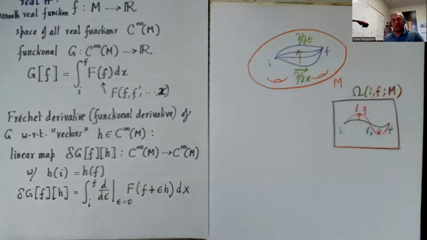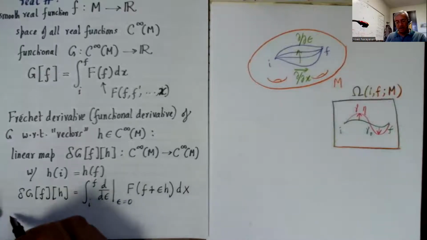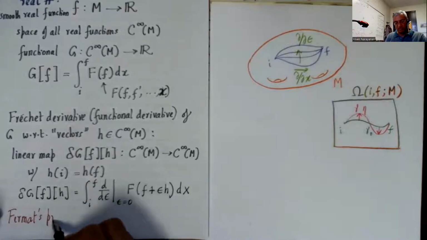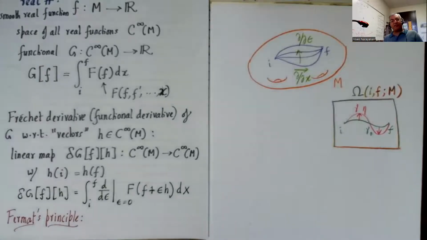Now, the problem of setting the variation or the Frechet derivative equal to 0 is called Fermat's problem or Fermat's principle. Pierre Fermat was a scientist. He was actually a lawyer who did science on the side. And he was interested in trying to explain how light behaves. So he showed that light behaves in such a way that this action, which he called the action, the Frechet derivative of that is equal to 0.